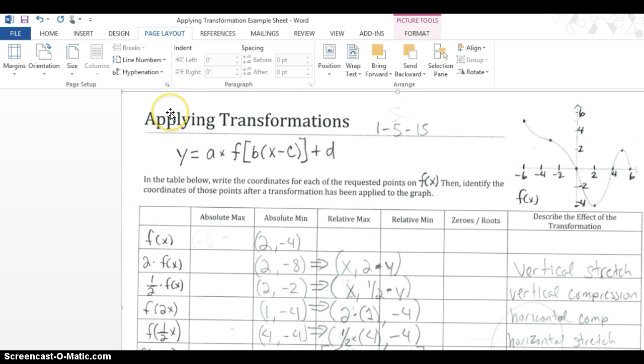Remember, we're applying transformations. Let's talk about a couple topics here. Remember, we talked about increasing or decreasing functions as I go left to right. For this function, as x gets bigger, y gets smaller. All the way from -6, notice this function continues to decrease. So from -6 to 2, this function is decreasing.